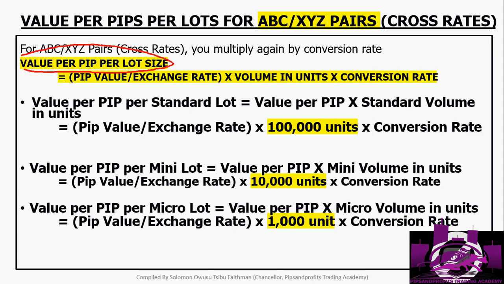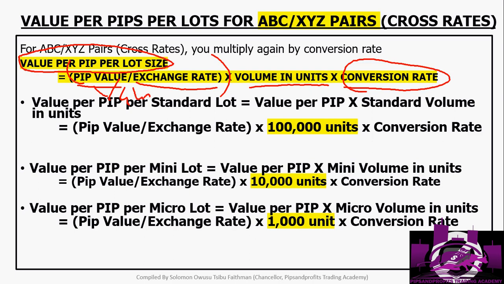If you want to calculate value per pip per lot size, this is the formula. We are going to have the pip value divided by exchange rate, times volume in unit, times our conversion rate. So you know the conversion rate to apply. Remember that when we have pip value divided by exchange rate, that formula in brackets is going to give us the value per pip. We have done that already.